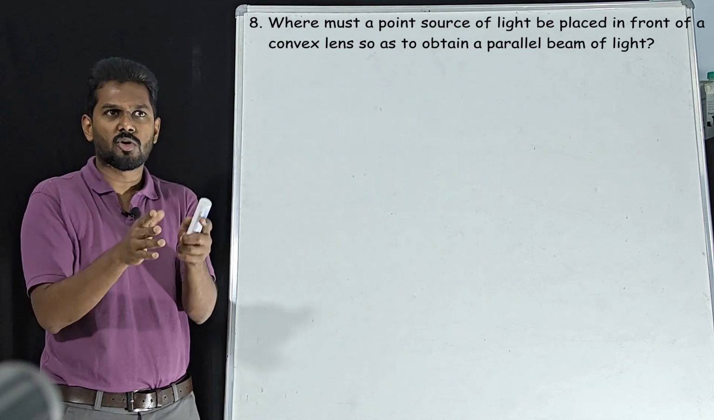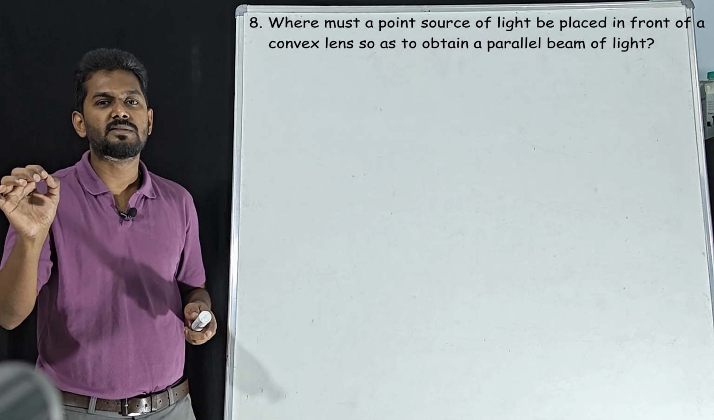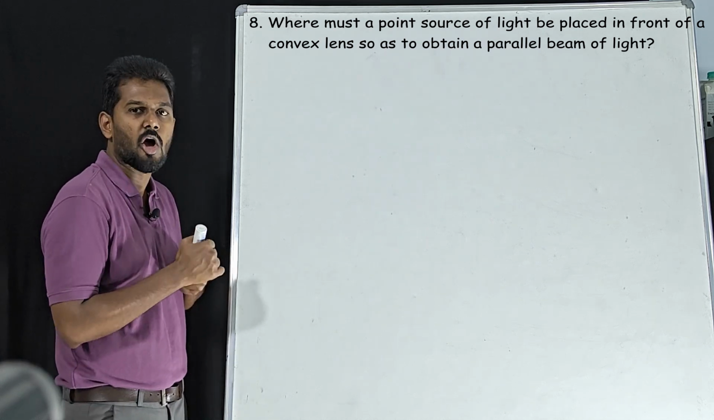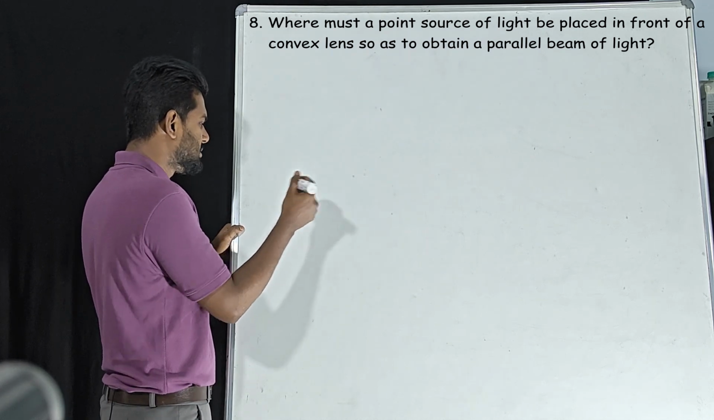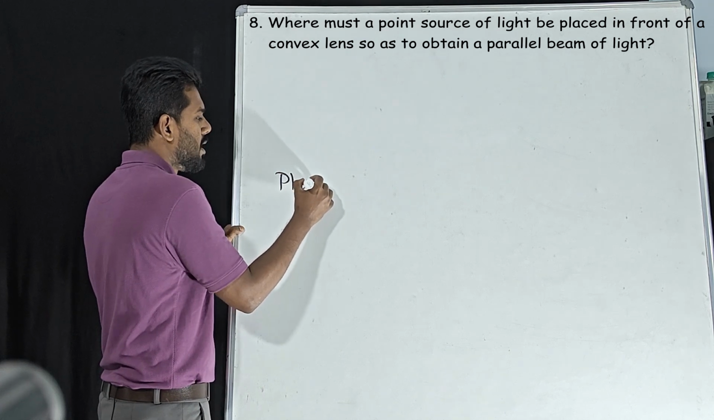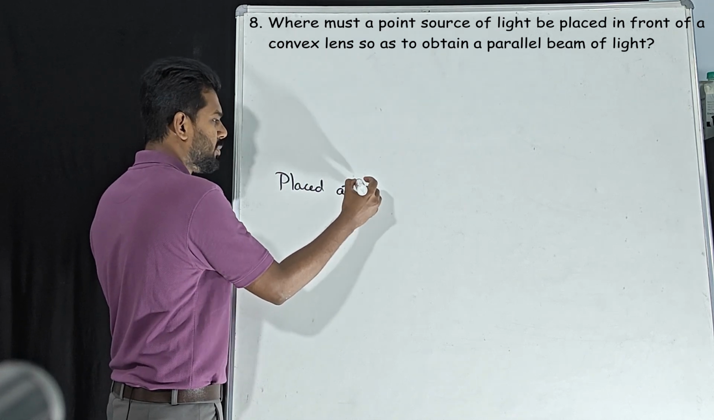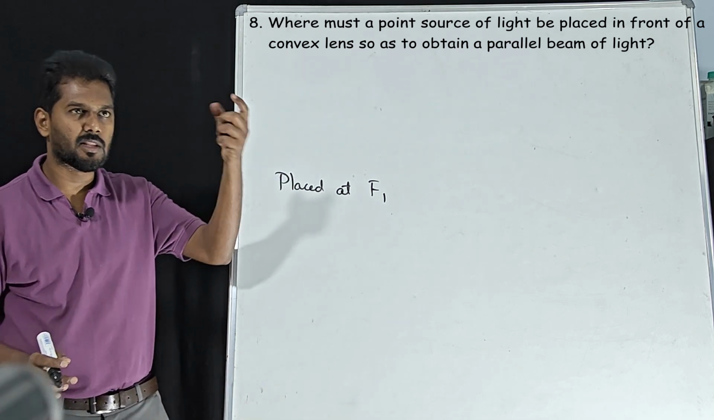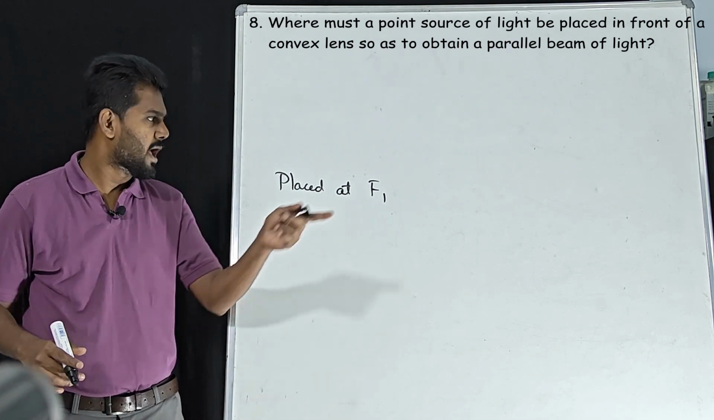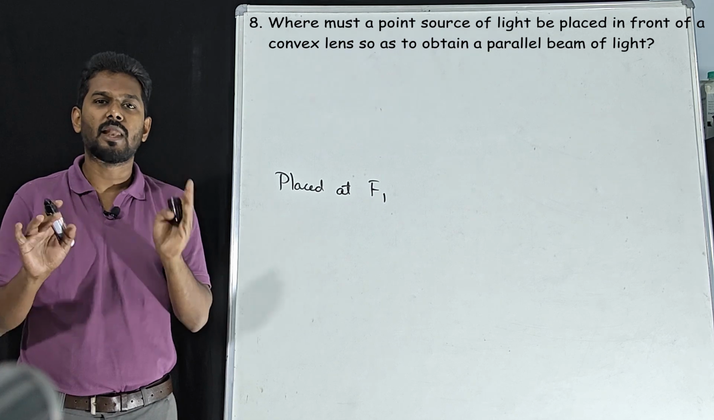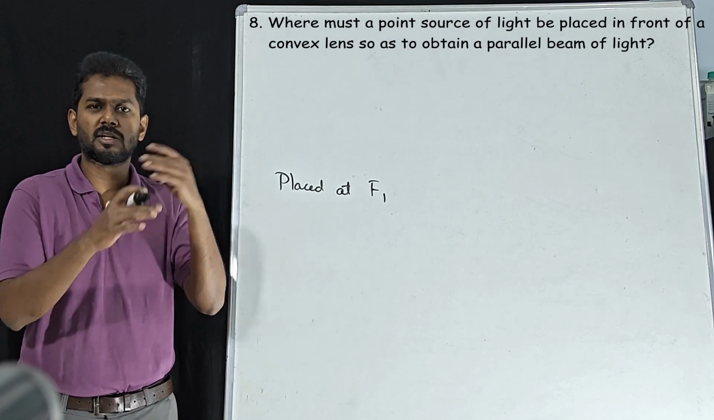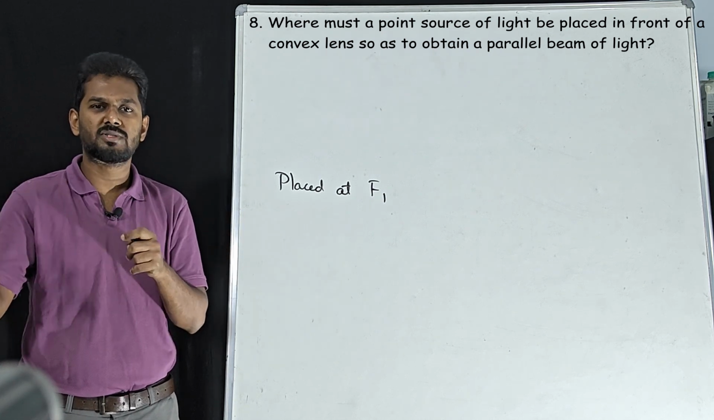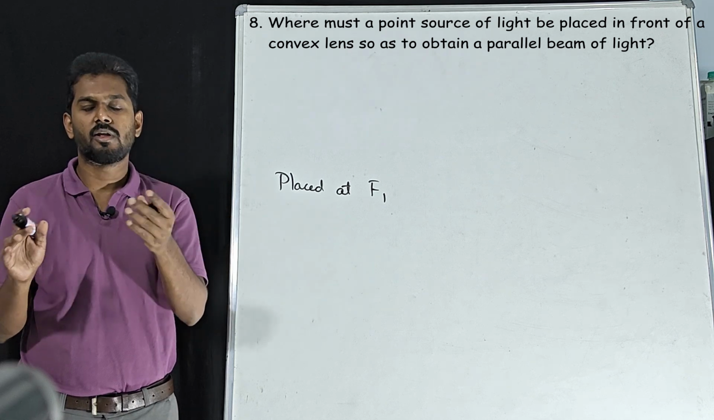For this condition the object has to be placed at f1. Keep this in mind. The object should be placed at f1. If you place the object, that is the point source of light, at f1, you will get a parallel beam of light. Keep this in mind. These are the note points you should note somewhere so that they will be helpful for your exams.